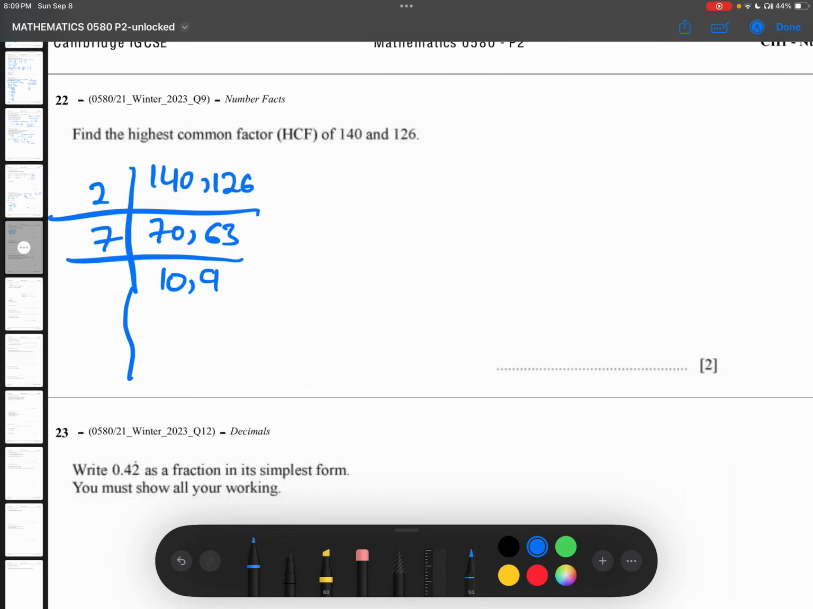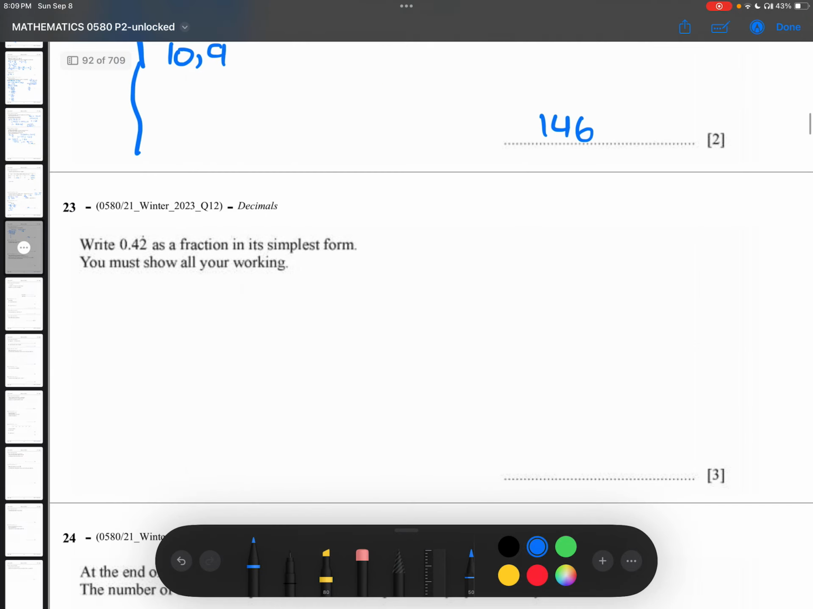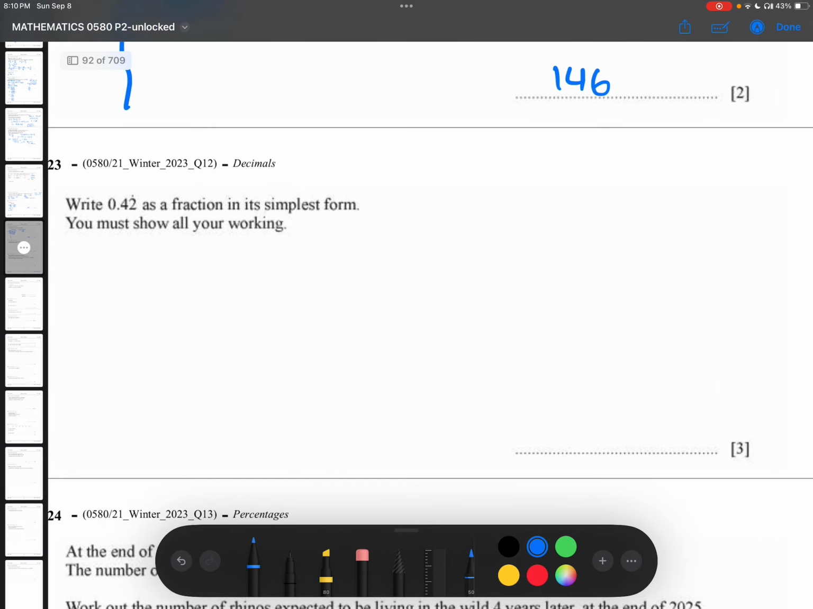So my HCF will be simply 2 multiplied by 7, that is 14. So this is our answer. 14 is the highest common factor of 140 and 126. Now let's move to question number 23.